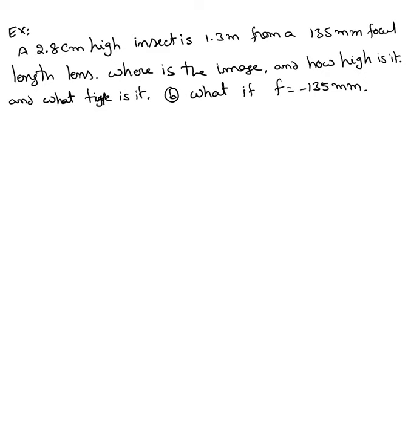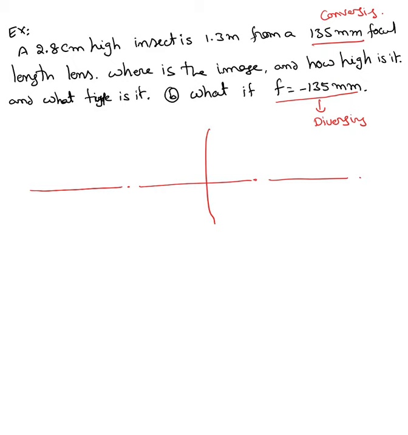But by using focal length, we can define if f is negative, that means this is diverging, and if f is positive, then that is converging lens. Okay, so let me look into the first case. So in the first case, we have a converging lens. And what is the focal length f equal to? So right there, which is 0.135 meters.